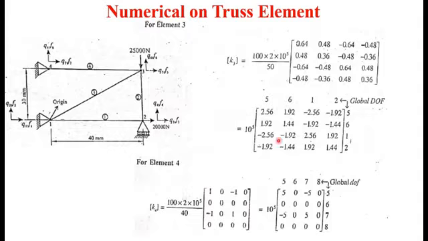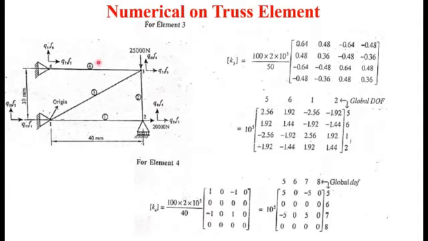Finally, after simplifying this we got this k3, and similarly for k4 as well. But here we should take care: this k3 means this is for the third element. For the third element, the initial displacements are q5 and q6 and then q1 and q2. So this order should be 5, 6 and then 1 and 2.